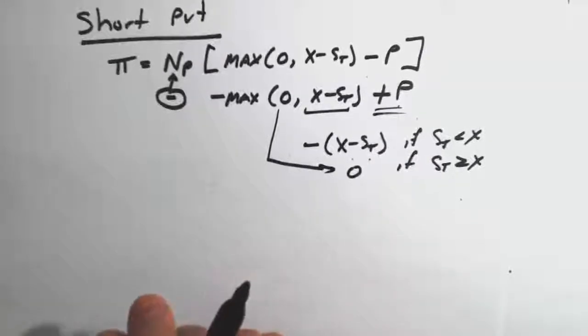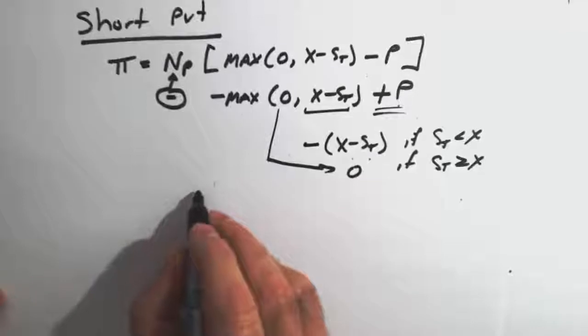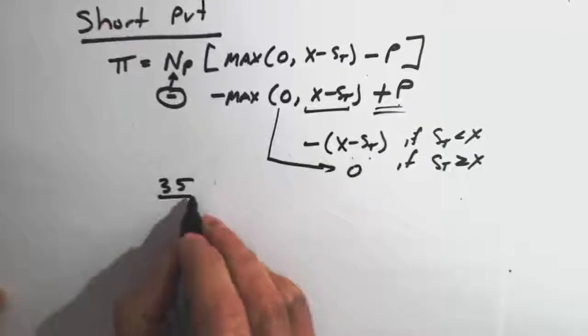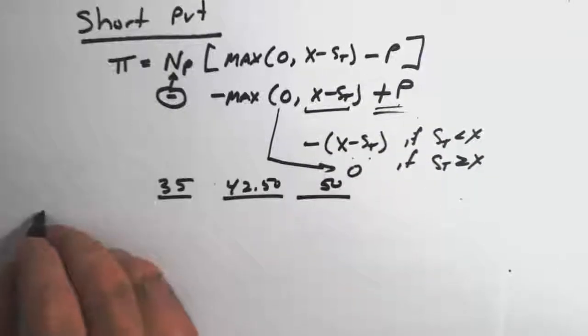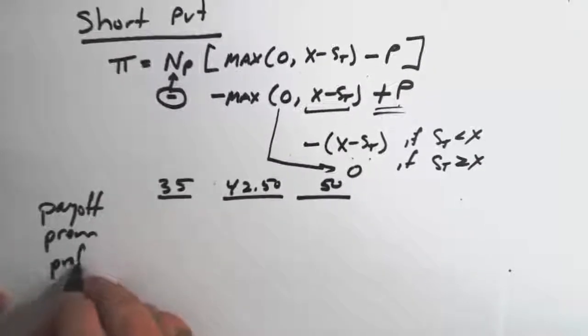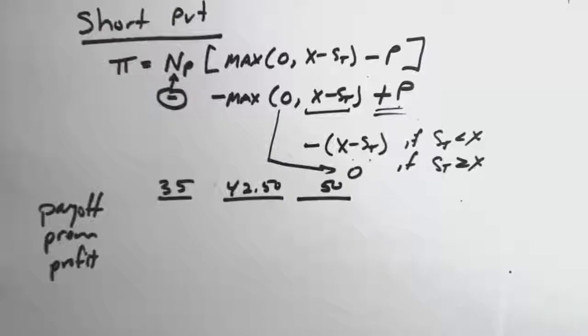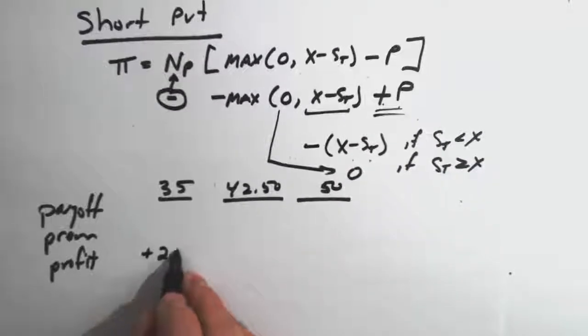So let's look at an example. Z Foods, the same example that we were looking at earlier, we're shorting one Z Foods put option with a strike of 40. And we have the following scenarios: 35, 42, 50. And we're going to have payoffs, premium, and profit. And let's take a look at it. Remember, the premium was $2.50, and so it's positive $2.50.